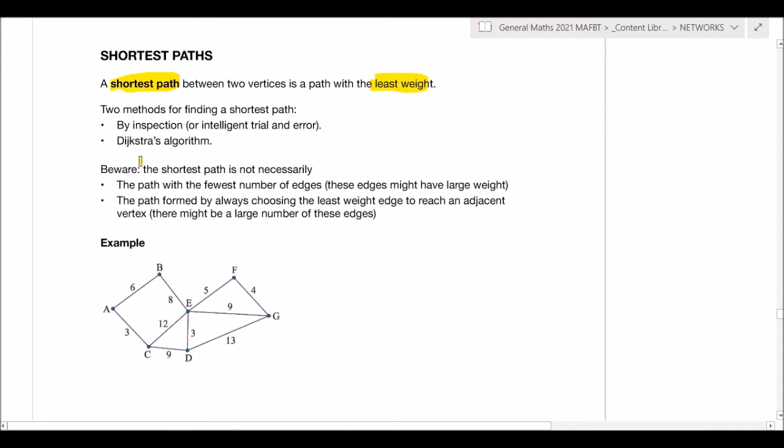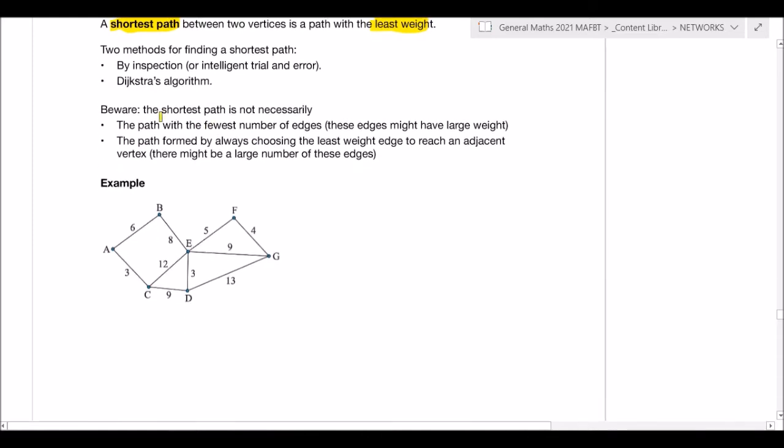And there's two methods for finding them: by inspection or intelligent trial and error, so just trial and error basically, or Dijkstra's algorithm. I would say both of them are actually quite similar. So when I teach you Dijkstra's, I will probably just do it the basic way because I find that Dijkstra's can get a bit confusing, but for now, let's see how far we get with it. But just some things to think about.